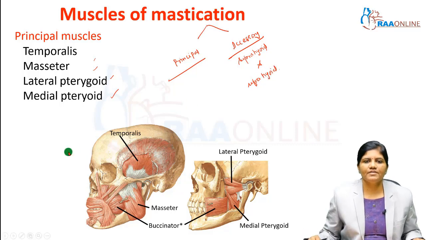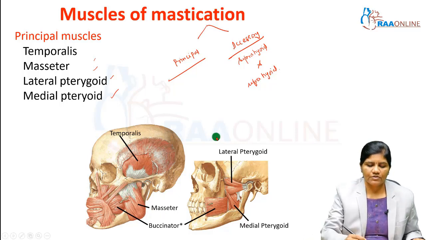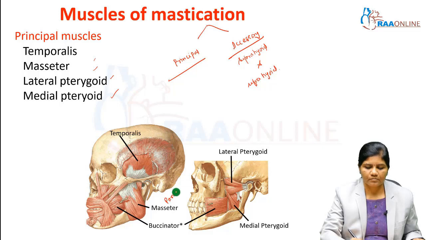So in this picture we can see the principal muscles. Temporalis is present in the temporal region, that is in the temporal fossa, and the lateral pterygoid and medial pterygoid are present in the infratemporal fossa. The Masseter muscle is present in the face, that is the deep muscle of the face, which is deep to parotidomasseteric fascia. We will see what this is later.